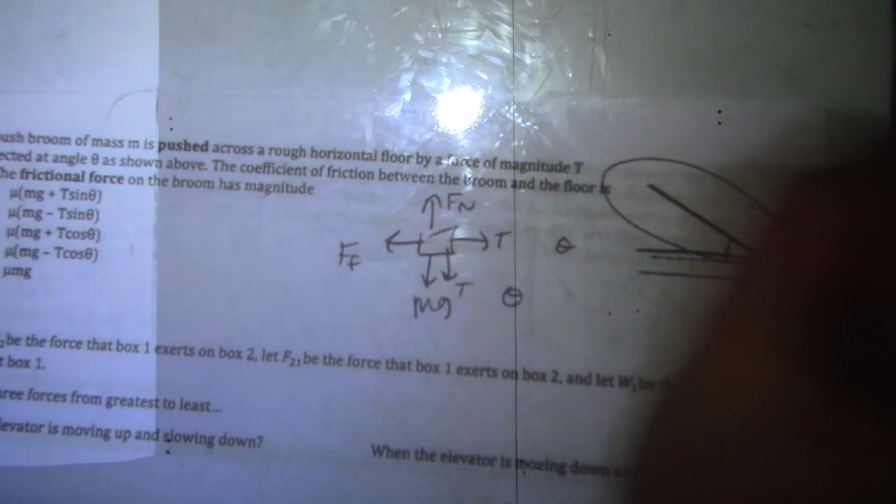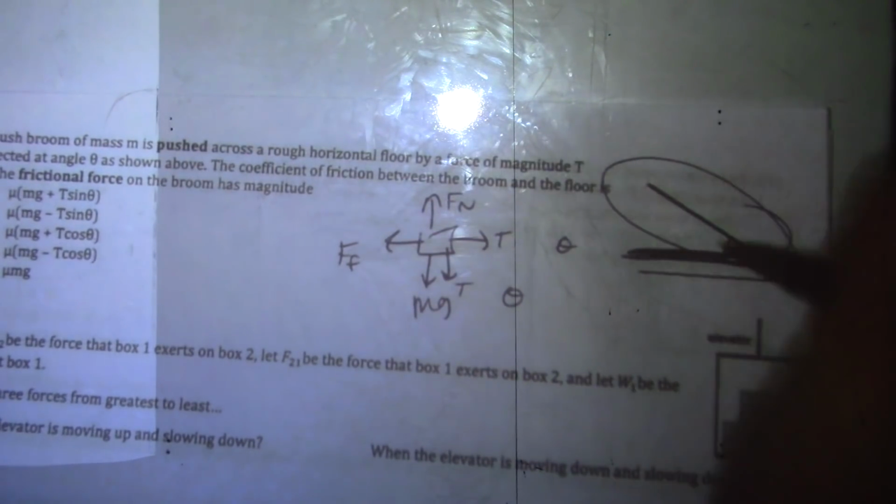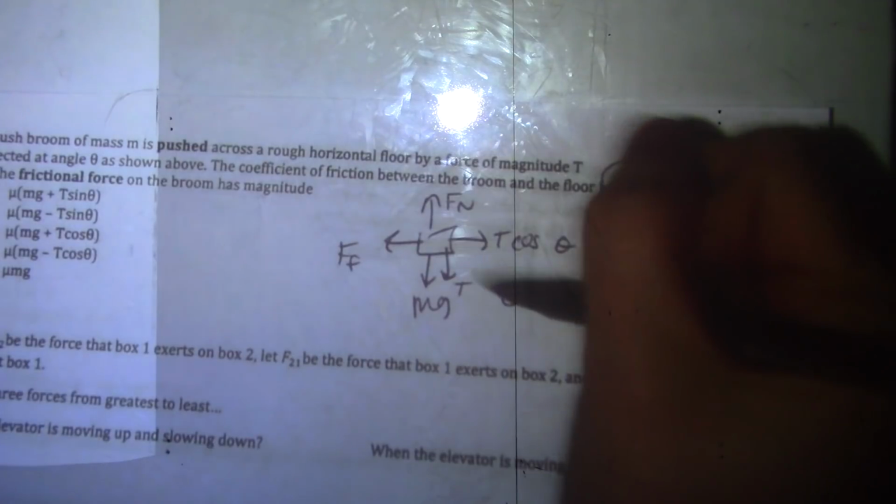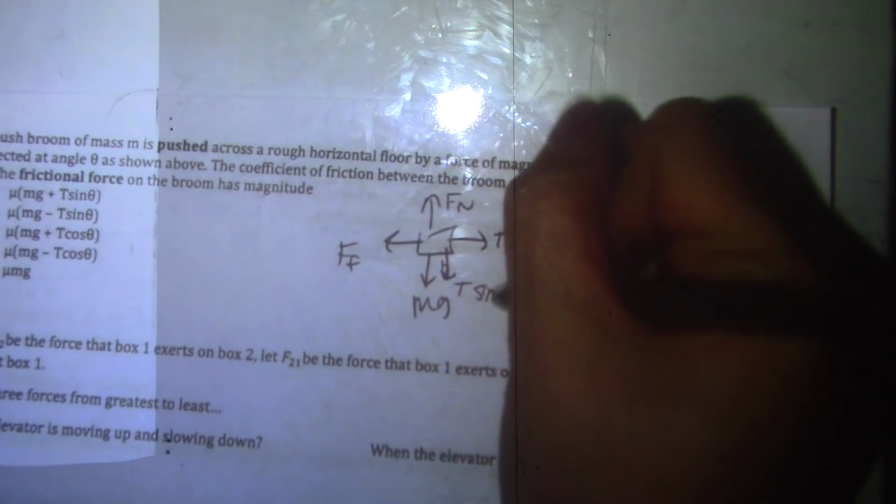Free body diagrams: we've got mg, we've got normal, we've got friction force, and then this right here is pointing both down and to the right. So T at some angle. The side that is to the right is the adjacent side, so that's going to be cosine right here. The up and down is the opposite, so that's going to go to sine, that's the down part.